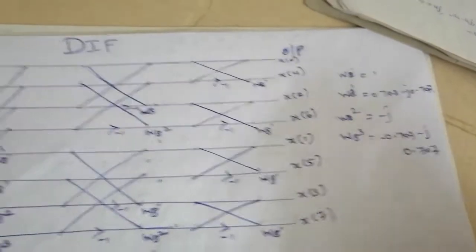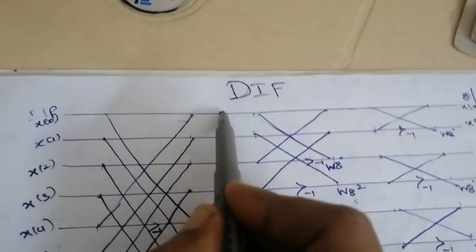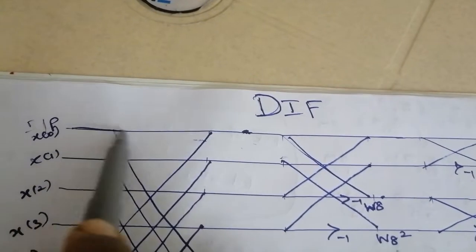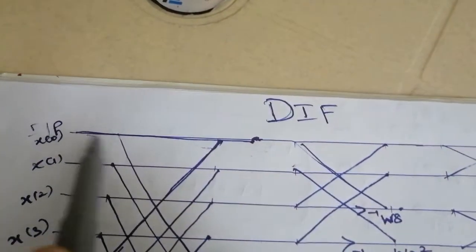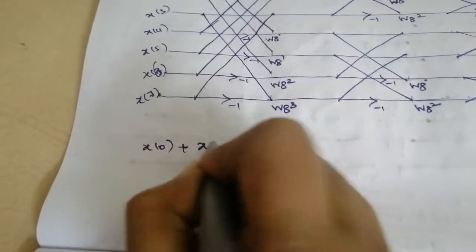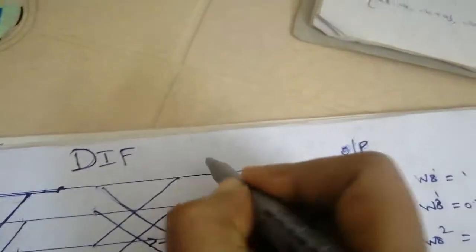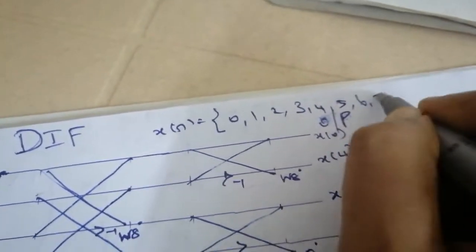So these values are common, right? Now, first to find the values of this point. For this, we add x of 0 plus x of 4. So the given input is what? The sequence is x of n equal to, what is the problem? x of n equals 0, 1, 2, 3, 4, 5, 6, 7.